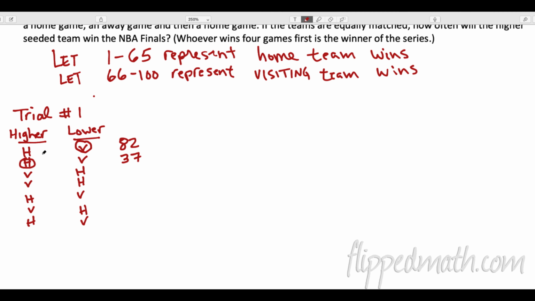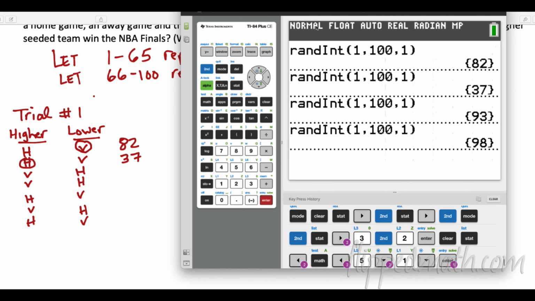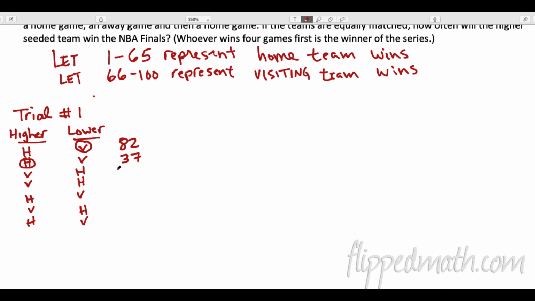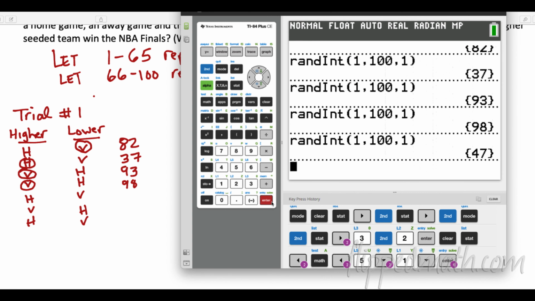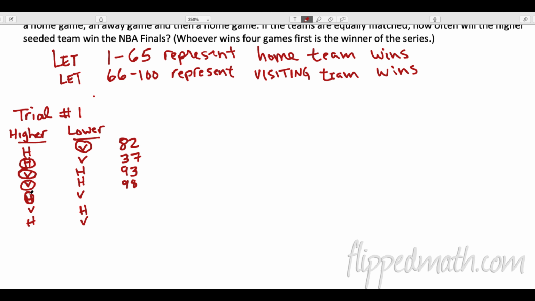So now the series is tied 1-1, right? And what do we get? A 93 and a 98. Those are visitor wins. So the visiting team wins here, that's going to be this one and this one. So this team here, the higher seeded team, now has 3 wins to the 1. And then 47 represents the home team, that's this team right here. That represents 4 games won by the home team. It took a total of 1, 2, 3, 4, 5. And I'm going to write that down. 47 is our last one.